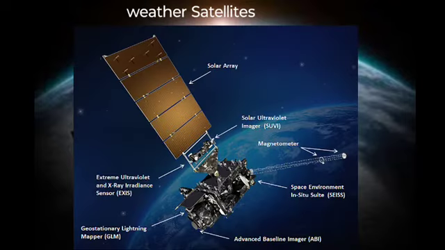Fourth, weather satellites. Weather satellites are one of the most important instrumentation used to predict the weather. Weather satellites photograph the Earth regularly in visible and infrared light, and they provide data to weather stations on Earth.